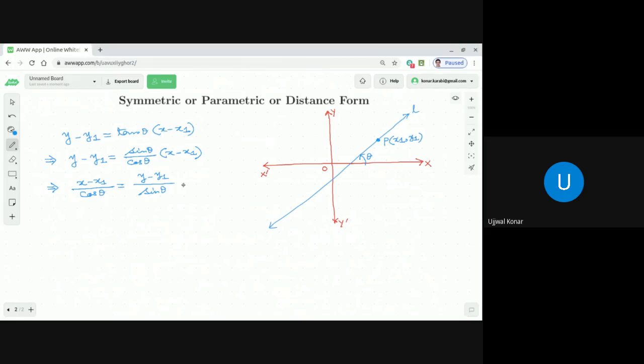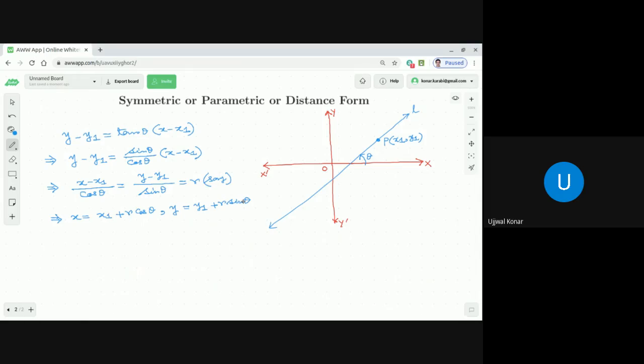Now we can assume this is equal to r. What is r? I will come to that in a few minutes. If you consider that x minus x1 by cos theta is equal to y minus y1 by sin theta is equal to r, then what are we going to get? We are going to get x is equal to x1 plus r cos theta. And y is equal to y1 plus r sin theta.